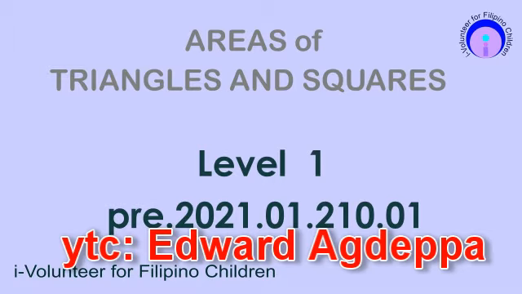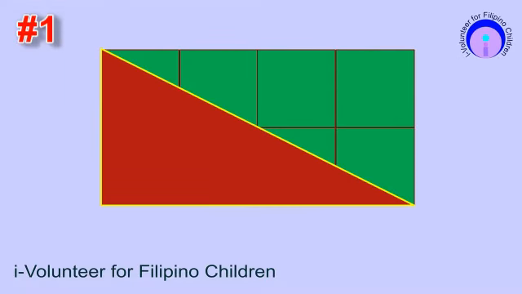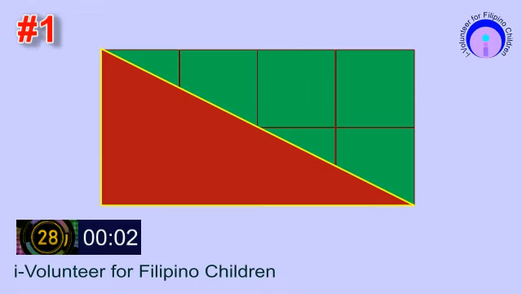Ready? Item number 1. Find the area of the red shaded part in square units. You still have 5 seconds to finish.